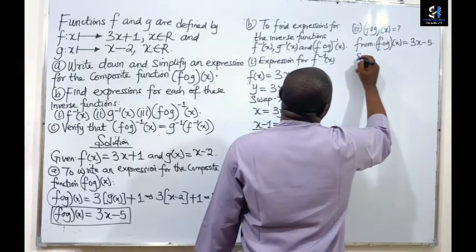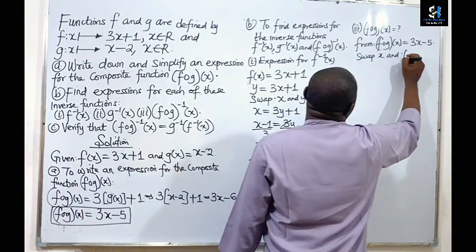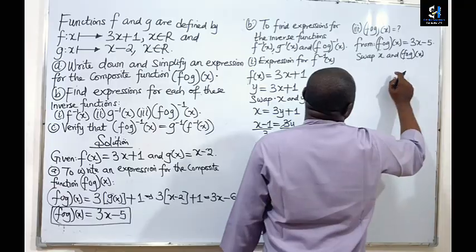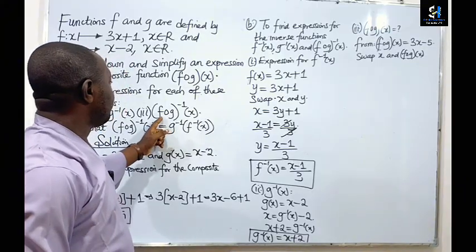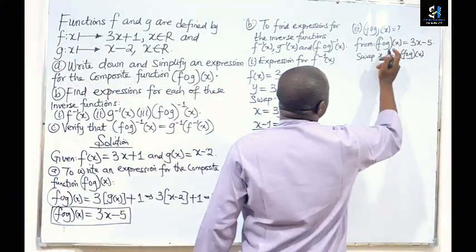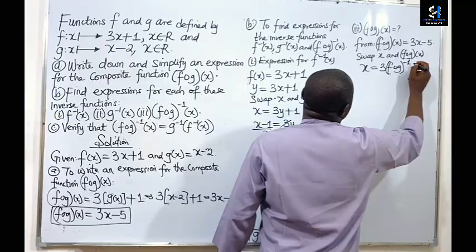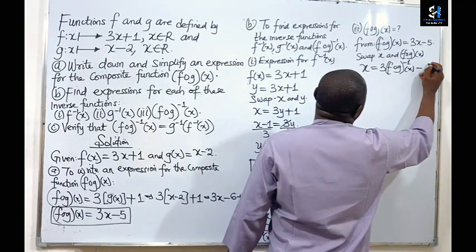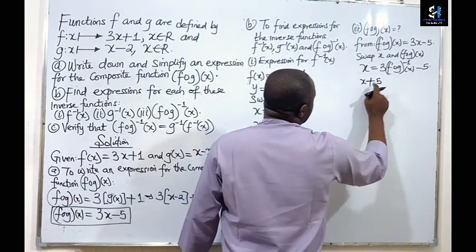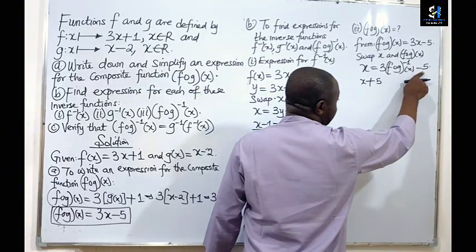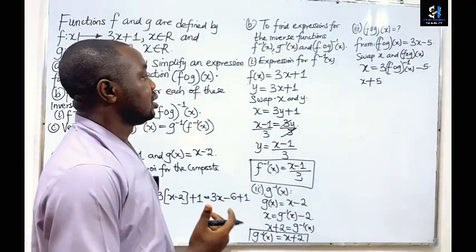If we swap x and the composite function fg of x, then x becomes the inverse of composite function fg of x. So this will be x equals 3 multiplied by the inverse of composite function fg of x, then minus 5. Now I can carry this over to the left hand side to be plus 5. So we have minus 5 on the right hand side. When it crosses the bridge of the equality sign to the left hand side, it becomes plus 5.